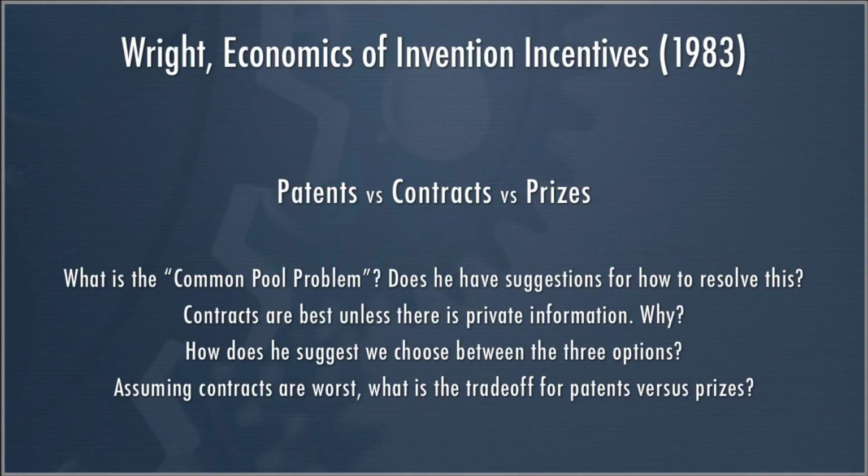One is, what is the common pool problem? What does he mean when he says the common pool problem? What does it do? What's the impact? And does he have any suggestions for how to resolve the common pool problem?